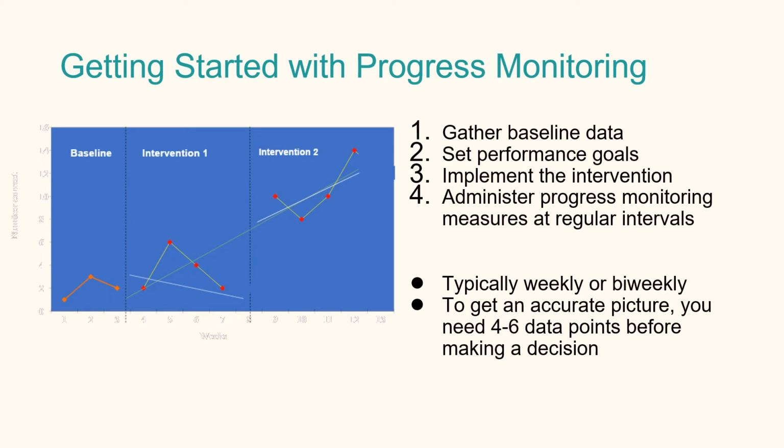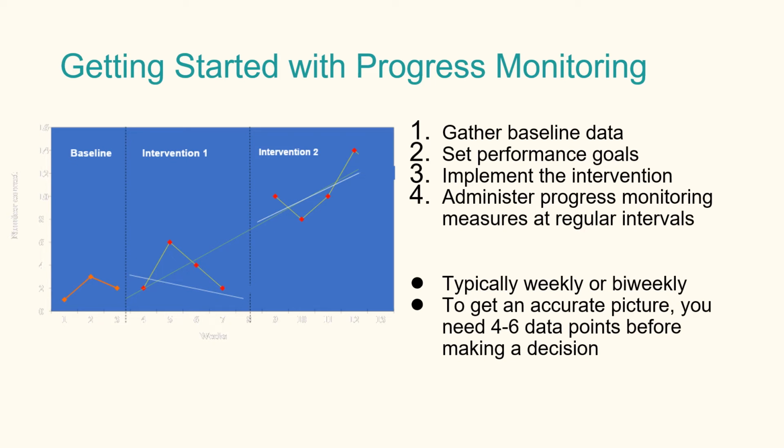We will then continue to administer the progress monitoring measure at regular intervals. Typically, we progress monitor a Tier 2 student academically every other week. For behavior progress monitoring tools, this time frame may vary. The important thing is to do this consistently, and remember that research shows that 4 to 6 data points are needed before you have an accurate enough picture to make a decision about the effectiveness of an intervention.